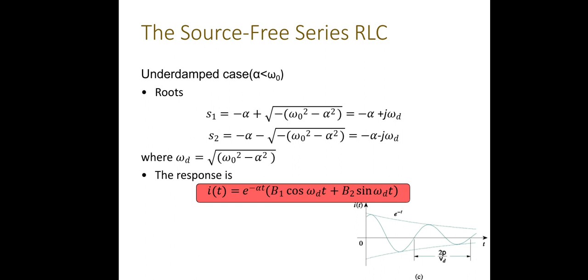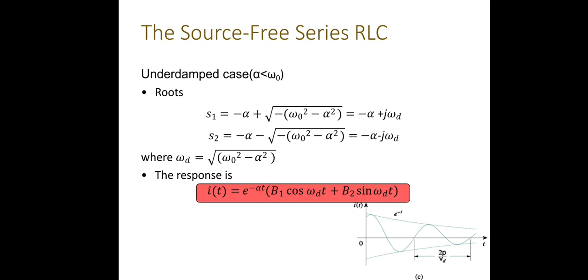Here the response i(t) is equal to e^(minus alpha t) into (b1 cos omega d t plus b2 sin omega d t). The resultant response of the underdamped condition is like this. Observe that the signal is degrading from the initial stage to the final stage. And here this is 2 pi by omega d, which is the time period of the sinusoidal wave.